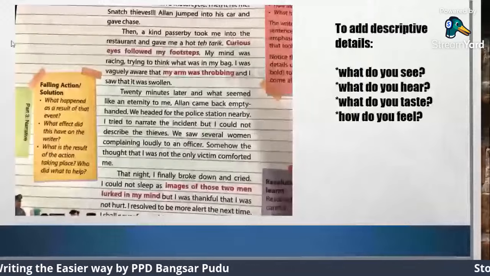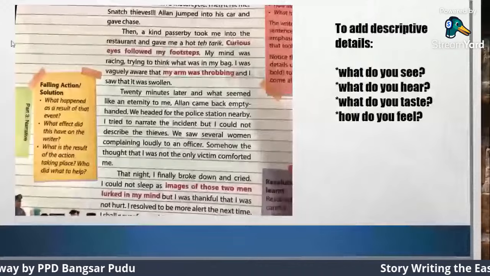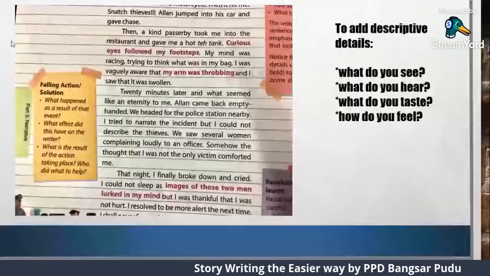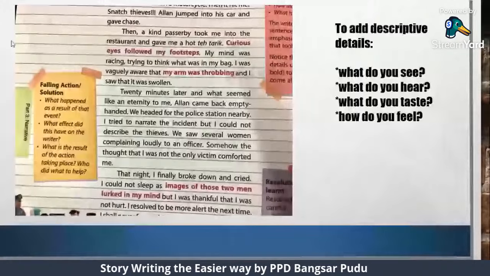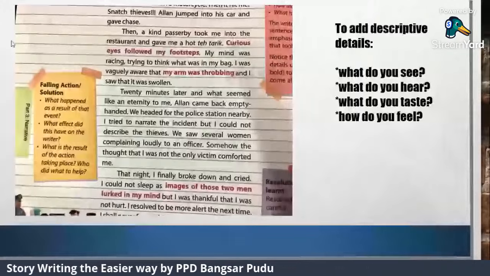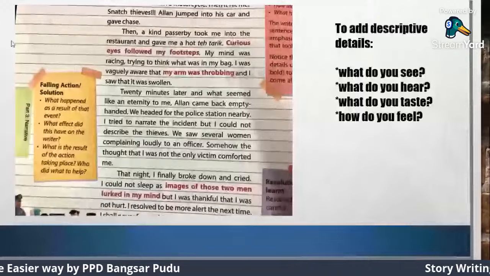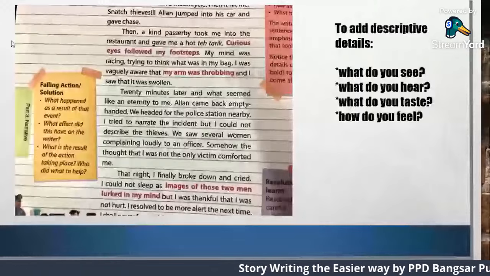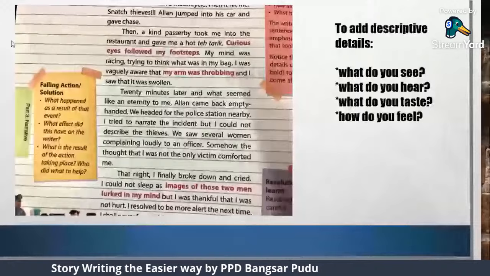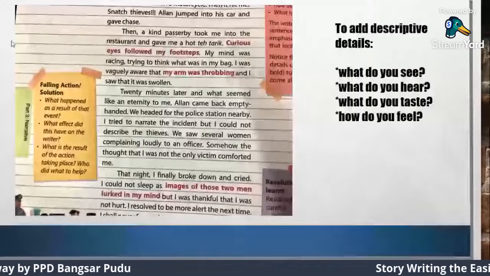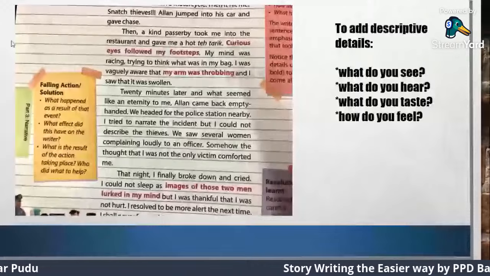So then a kind passerby took me into the restaurant and gave me a hot teh tarik. So teh tarik, I put in italics here, but you can put in open and close inverted commas. You can use these common words in Malay, but make sure you put inverted commas first. But do not sprinkle your whole essay with all the Malay words. Use them sparingly, once or twice, like nasi lemak, all right? Curious eyes followed my footsteps.